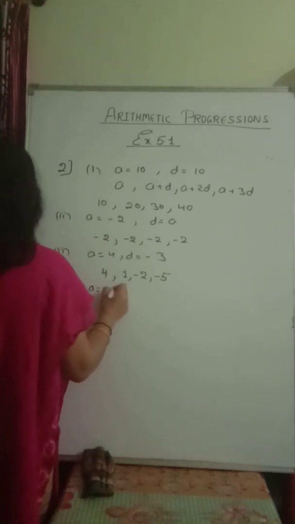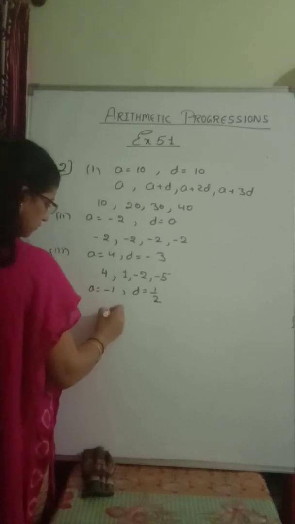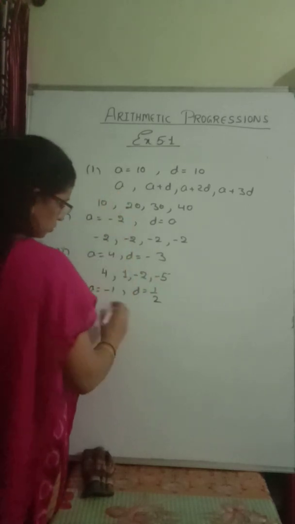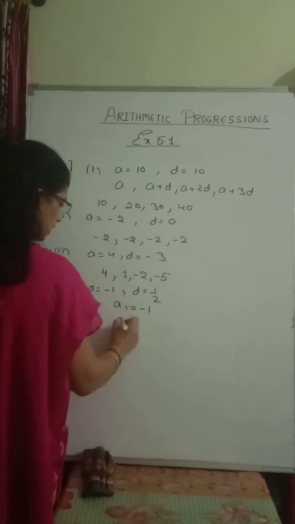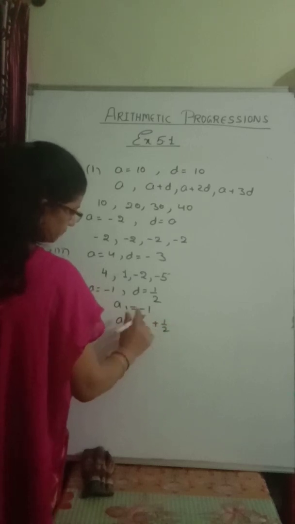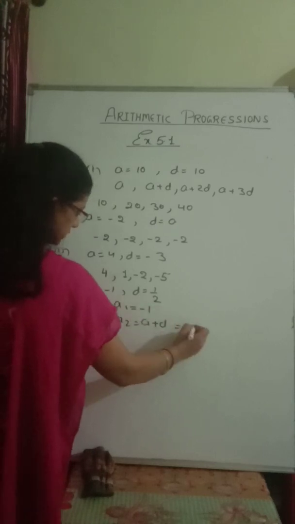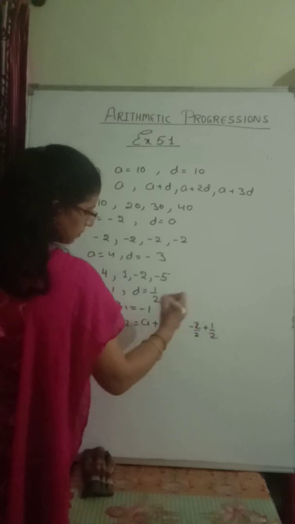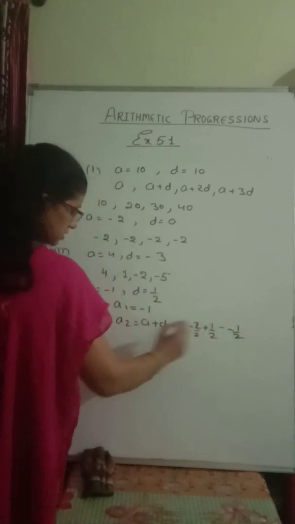Then let us do the fourth one. A is equal to minus 1, D is equal to 1 upon 2. Let's start with the first term, minus 1. But you will write it in this method. A1 is equal to minus 1. A2 is equal to A plus D, so minus 1 plus 1 upon 2. Multiply by 2 and 2, so this is minus 2 plus 1, minus 1 upon 2. So the second term is this.